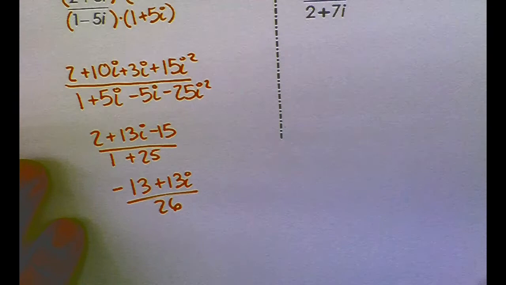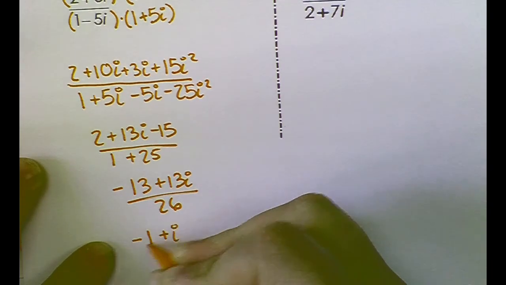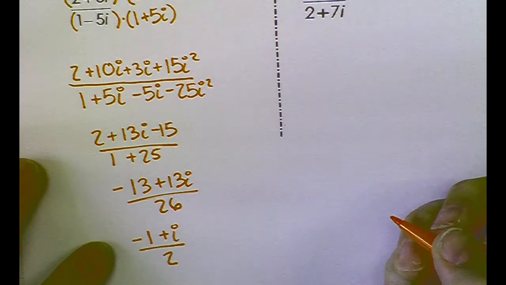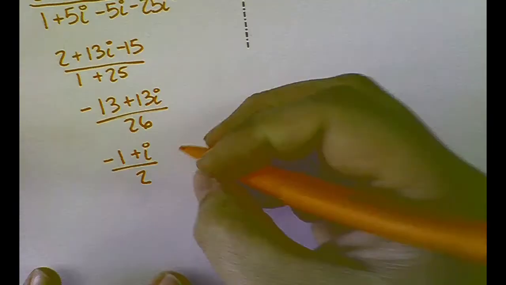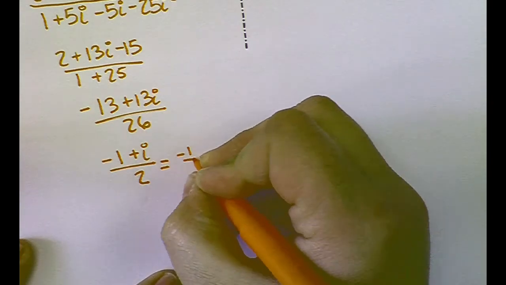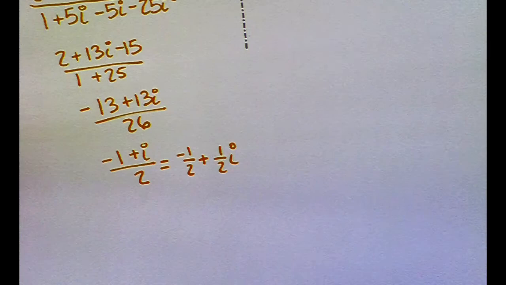But wait, one more step. I can divide everything by 13, giving me negative 1 plus i over 2. Technically, that is not the standard form of our imaginary number. I'd want to say negative a half plus 1/2 i for standard form.